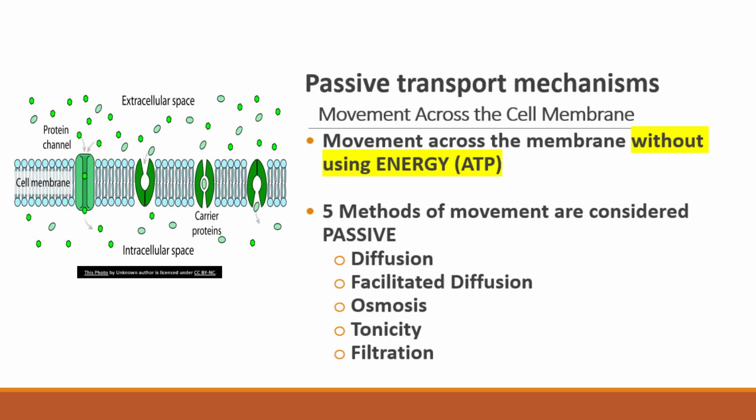Passive transport mechanisms. Passive transport mechanisms involve movement across the membrane without using cellular energy, ATP. Five mechanisms provide passive transport: diffusion, facilitated diffusion, osmosis, tonicity, and filtration. These processes play vital roles in maintaining the delicate balance within the cell.